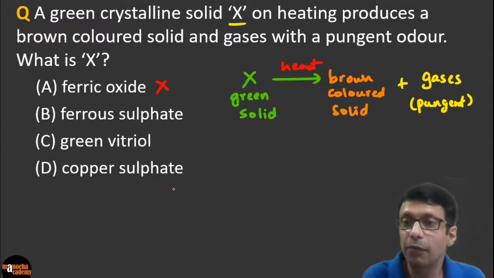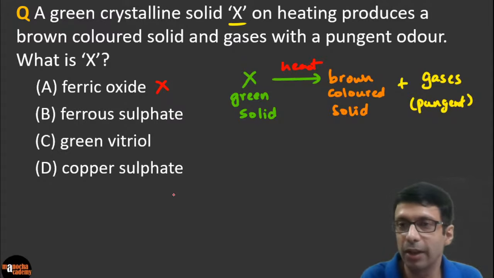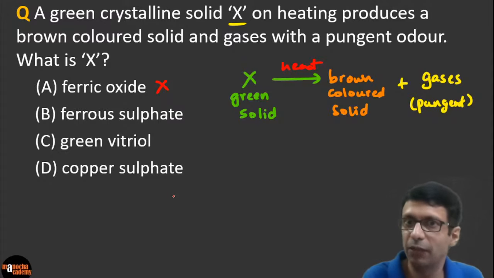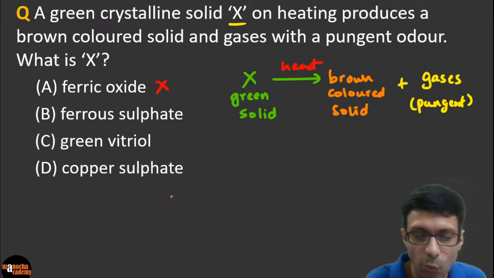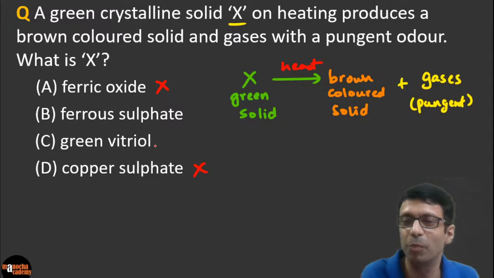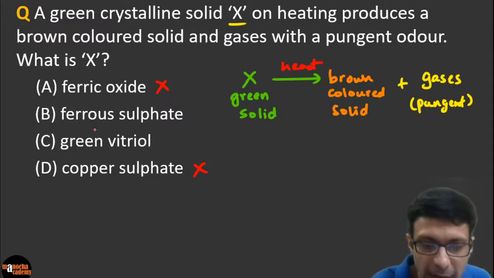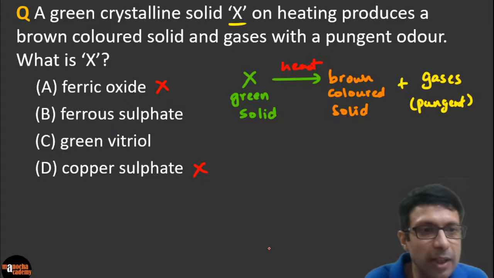Okay, copper sulfate, you guys know, right? Copper sulfate, if it has water, it's blue in color. And if there's no water in copper sulfate, then it's white in color. So this can't be, because our X is a green color solid. Come on, be Sherlock Holmes, be a detective and think what answer. So we have two options left: ferrous sulfate or green vitriol. What do you guys think?